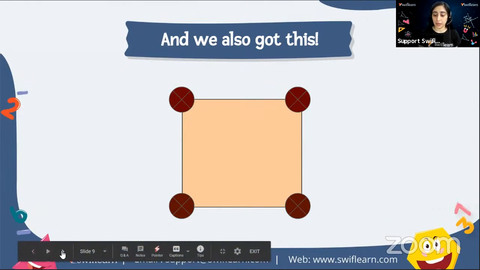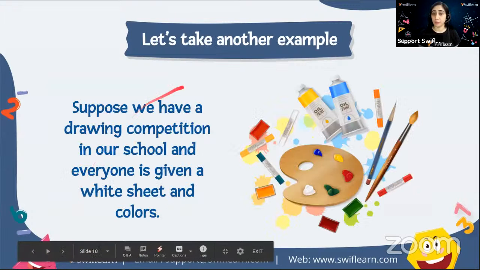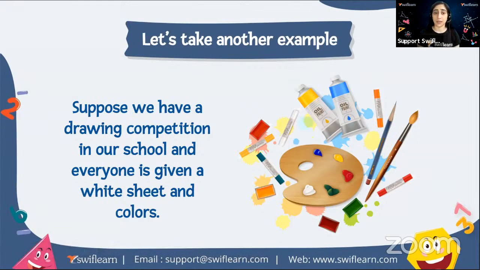If there is no other way, I'm able to join these dots with the help of a line. So what have I made? I have made a square, a closed figure, I want to say. Okay, so let's take another example.